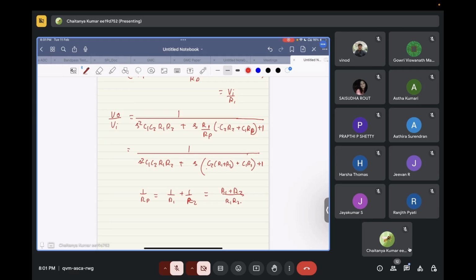Is this clear? Clear till this point, folks? So this is a second order transfer function, right?